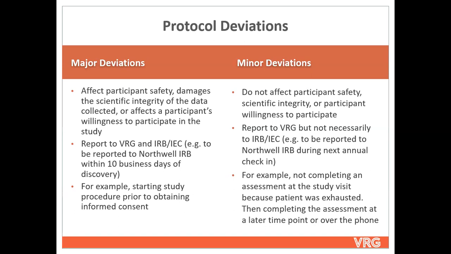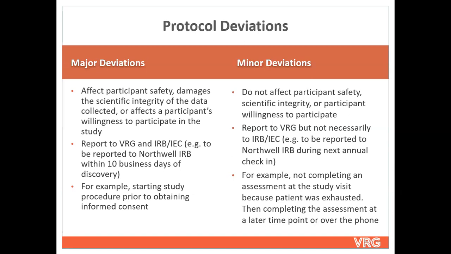A minor deviation is something that does deviate from the study plan as written in the protocol, but does not necessarily affect participant safety or the integrity of data or the willingness to participate in the study. So for example, if you have someone coming in and completing some assessments, but getting exhausted and not completing all the assessments, so you do it later over the phone, that would be a minor deviation and not necessarily something that has to be reported to the IRB right away. You would want to let us know, though, again, so we can guide you on what needs to happen.